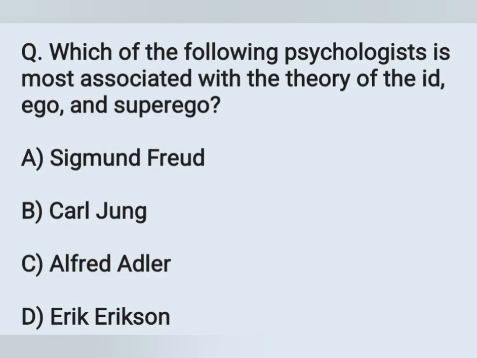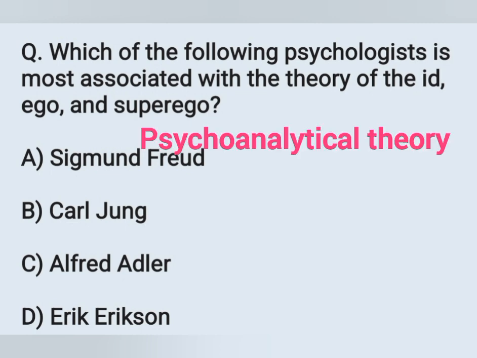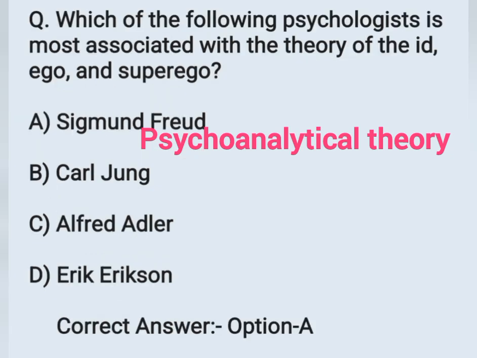And the next question is, which of the following psychologists is most associated with the theory of the id, ego and superego? Options: option A, Sigmund Freud; option B, Carl Jung; option C, Alfred Adler; option D, Erik Erikson. Here the question is, which psychologist proposed the theory related to id, ego and superego? This is coming under psychoanalytical theory, that is structure of personality, which is by Sigmund Freud. Option A is the correct answer.